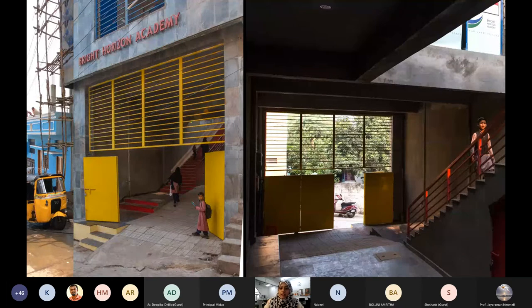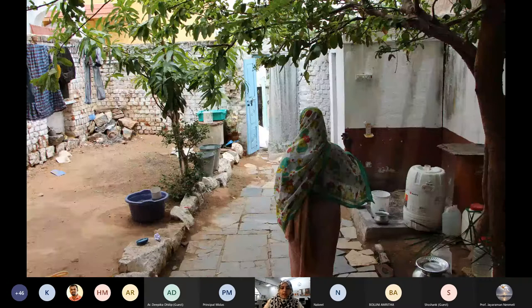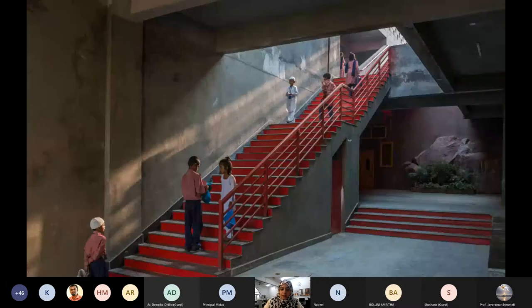And on the right side, you can see that there is this double height space. This used to be the courtyard of a courtyard house, and then it was demolished. And then this is the space that came up. In order to pay homage to that old courtyard house, we created these cutouts that bring in ventilation and sunlight into every part of the building.